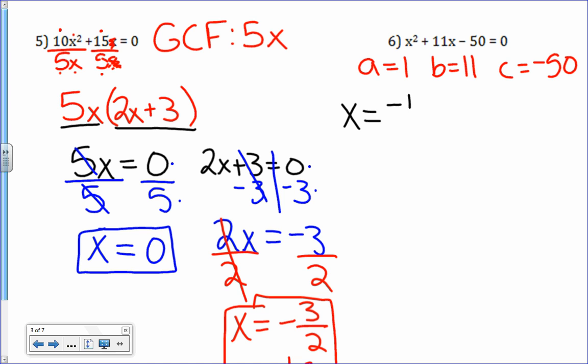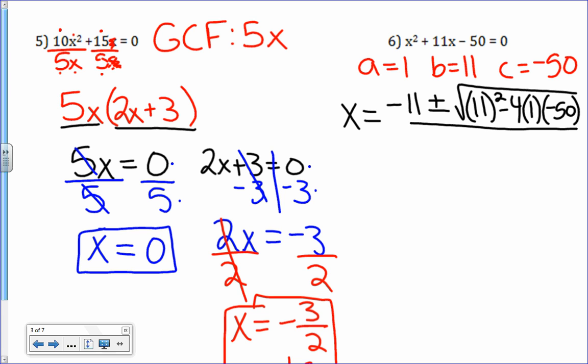So x equals opposite b plus or minus the square root of b squared minus 4 times a times c. Make sure when you put c in, you put a negative 50 in there, all over 2 times a. All right, you could take this time to pause and punch it in your calculator. Remember to punch it in with a plus and with a minus.